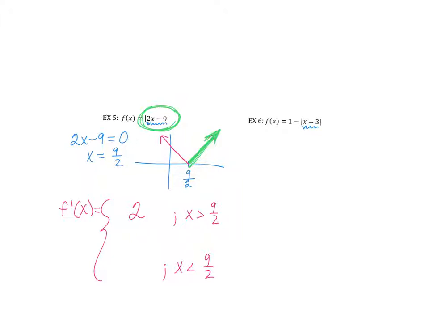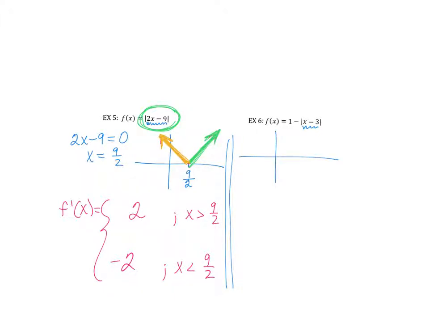On this left, when x is less than 9/2, what is the slope of that guy? What's slanted negatively? Well, it's just going to be -2, and that problem's done. You know it doesn't have the equal to. It's that simple. So why don't you try example 6?